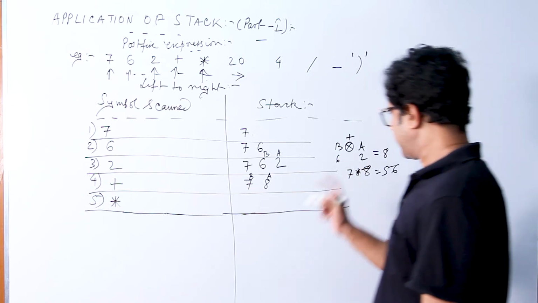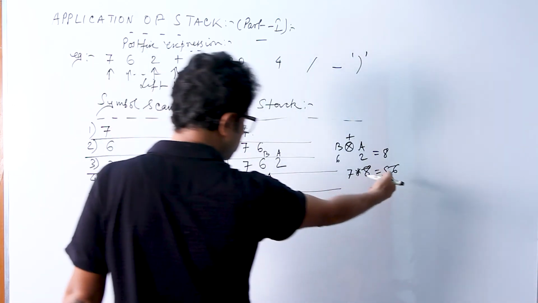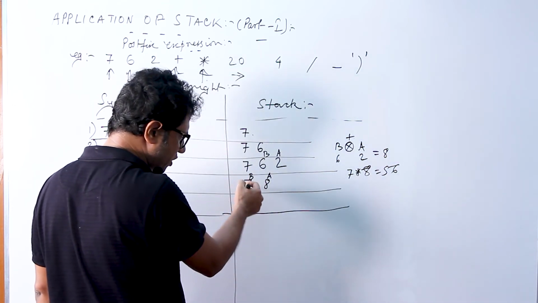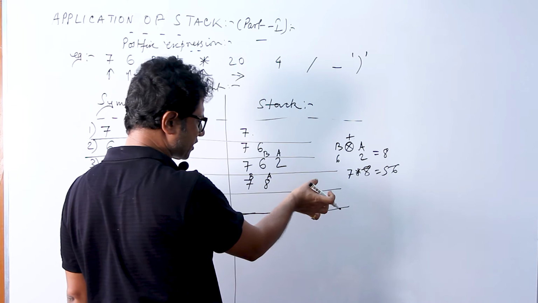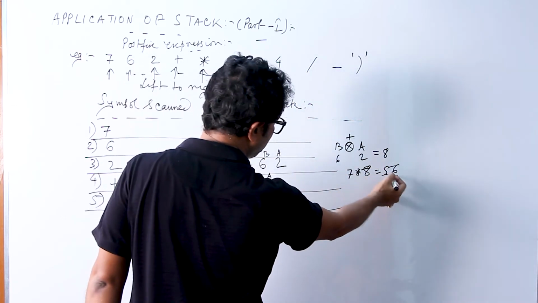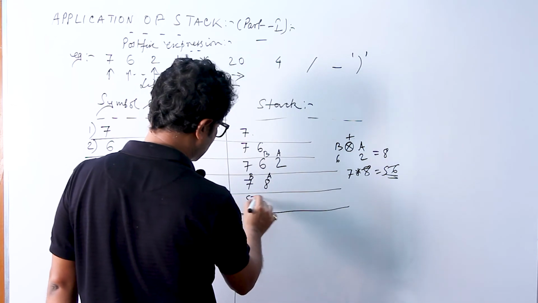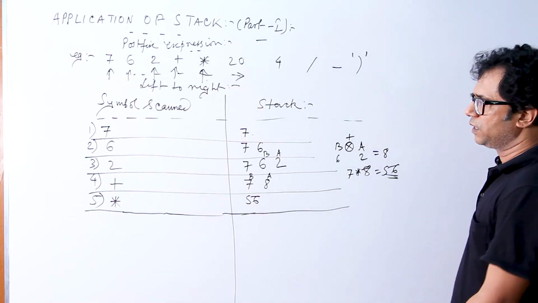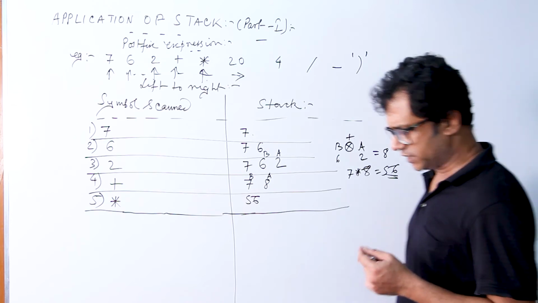So 7 star 8 is equal to 56, and we push this result back to the stack. When we pop these 2 elements from the stack, the stack becomes empty, and after that it will again contain 1 element, which becomes the topmost element, 56. So I will push this 56 back onto the stack. After that, step number 6.